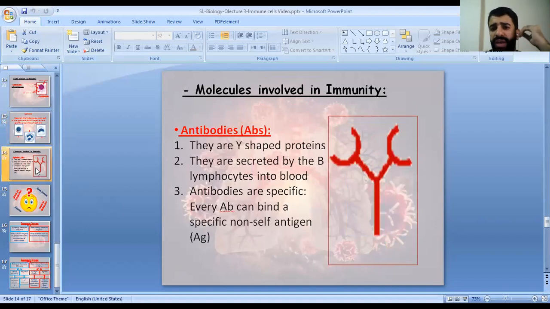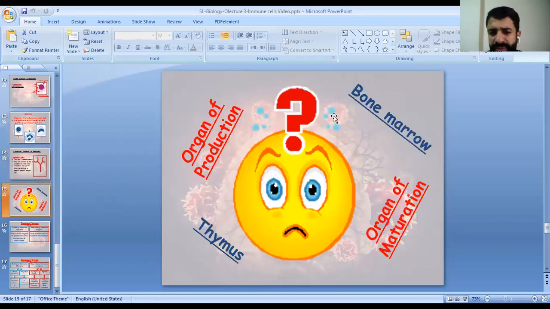Moving now to the molecules involved in immunity. The molecules involved in immunity are the antibodies. Antibodies are Y-shaped. They have the shape of Y. They are secreted by B lymphocytes, and they are specific, where every antibody can bind to a specific non-self antigen. So what about the organs of production, bone marrow, thymus, organs of maturation, and so on?